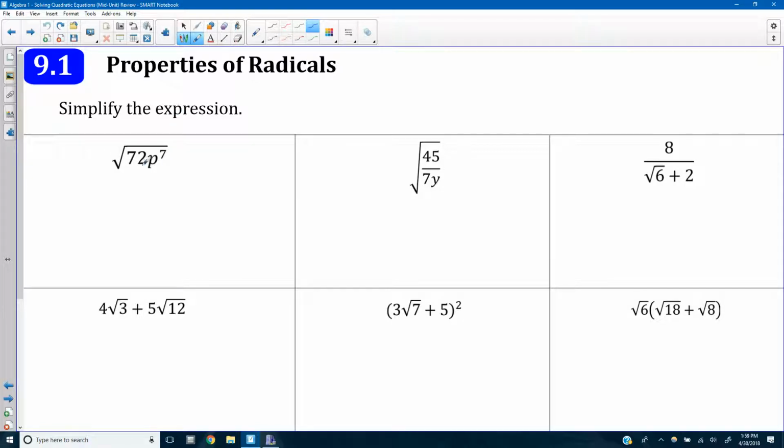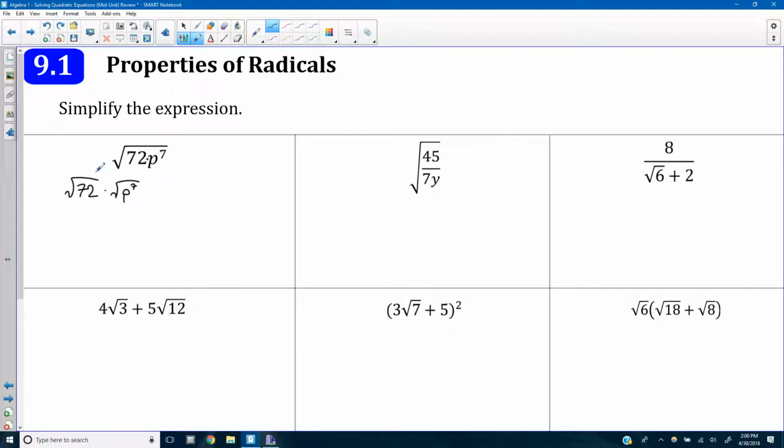And what that means when there is a square root is that we have to factor out any perfect squares that exist. So one of the properties involved here is this is a product first and foremost. This is 72 times p to the 7th power. So I can split up a product inside a square root into a product of 2 square roots just like that. So I'm going to simplify the square root of 72 and I'm going to simplify the square root of p to the 7th.